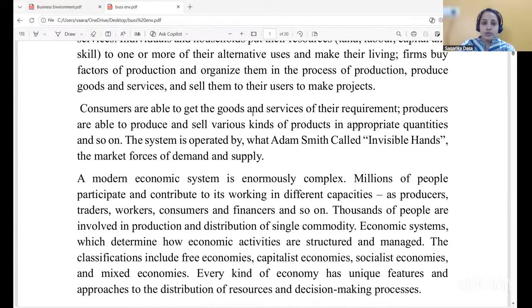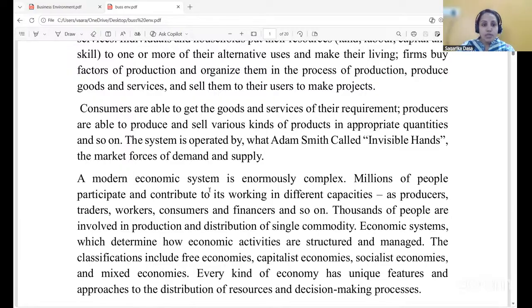Consumers are able to get the goods and services of their requirements. Producers are able to produce and sell various kinds of products in appropriate quantities, and so on. So it is a mutual benefit between the producers and the consumers. Consumers get the goods and services as per their requirements, and producers, after understanding what consumers need, will produce and sell various types of products or commodities in appropriate quantities to the public.